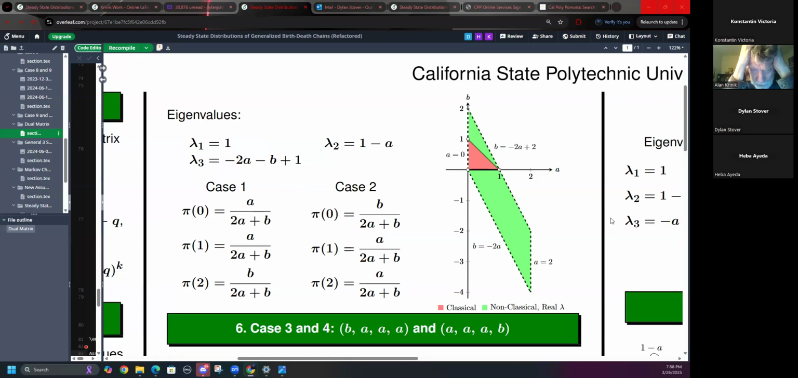And then some of the same things that Heba talked about in the 2-state. If you took a straight line going from the origin to the boundary over here, a line segment, everything along that line segment turns out to have the same steady state as each other.